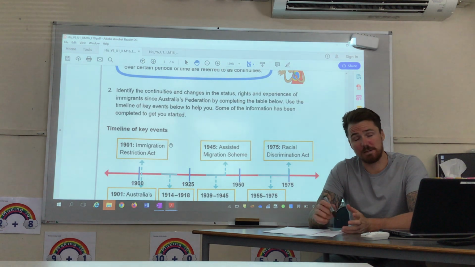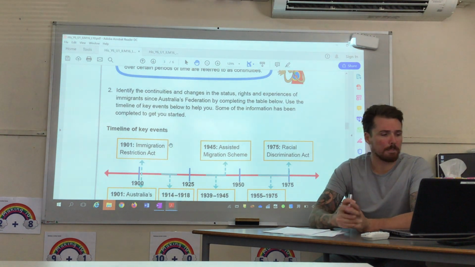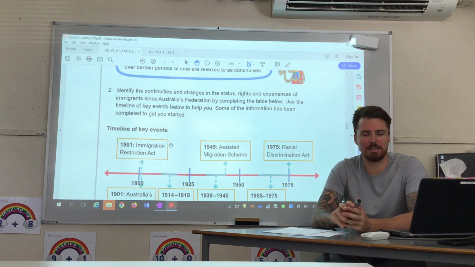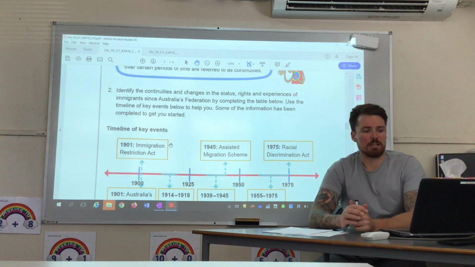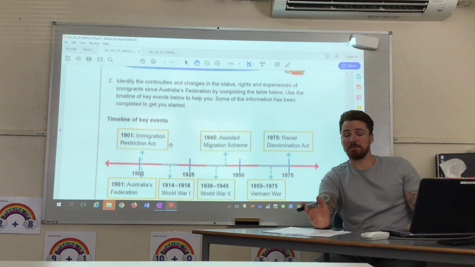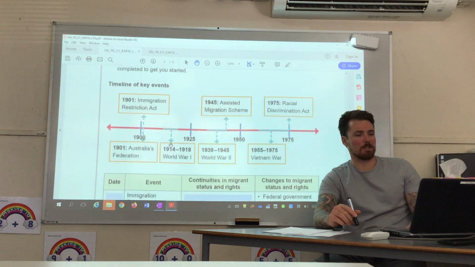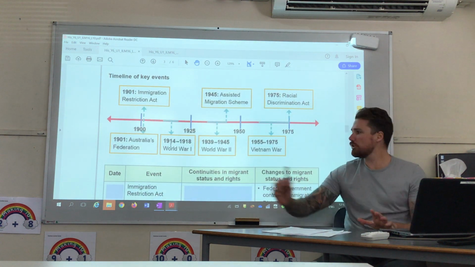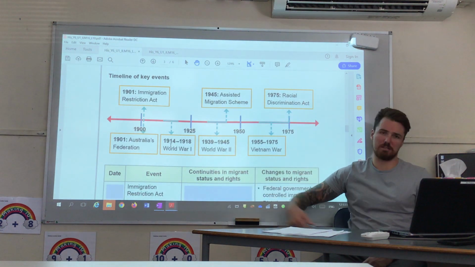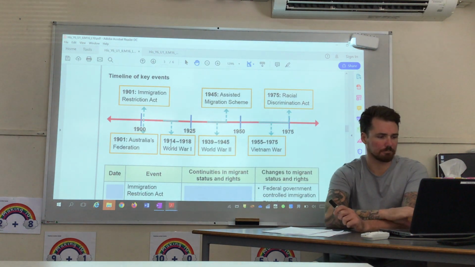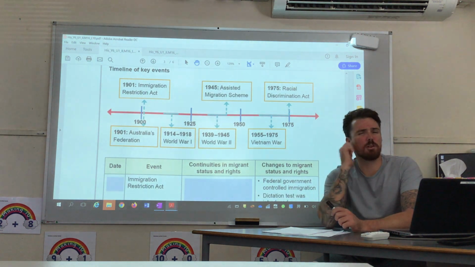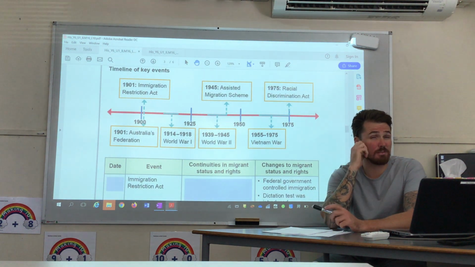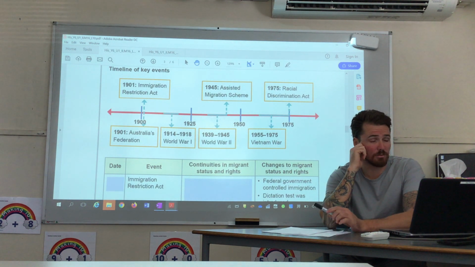experiences of immigrants since Australia's federation by completing the table below. Use the timeline of key events below to help you. Some of the information has been completed to help get you started. So let's run through this timeline and you will use this timeline to answer and fill in this table. Our timeline here has most, if not all, the information we need, but yesterday's video also could be a helpful resource if you need it or if you get stuck.